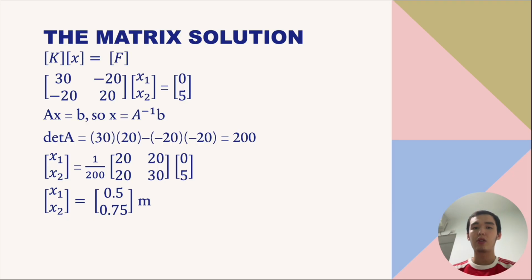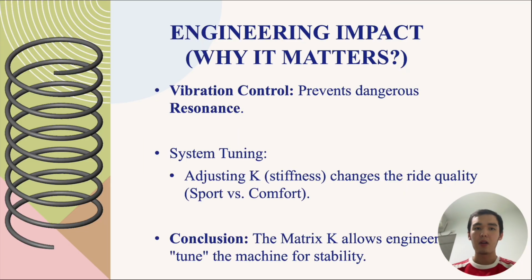Solving the equation Kx equals F using the determinant and inverse method gives us a precise displacement. Mass 1 moves only 0.5 meters, and mass 2 moves 0.75 meters. This calculation is a fundamental tool for vibration control.